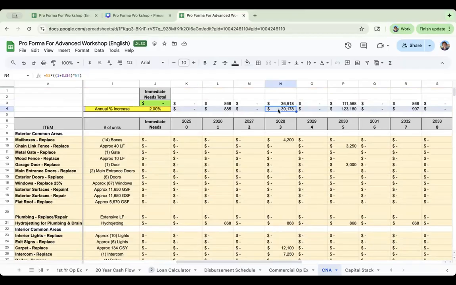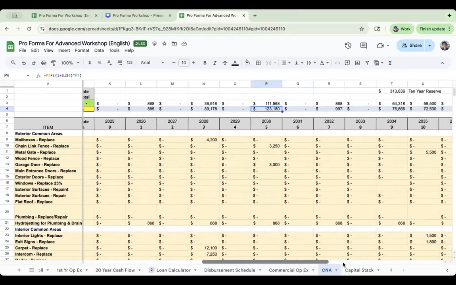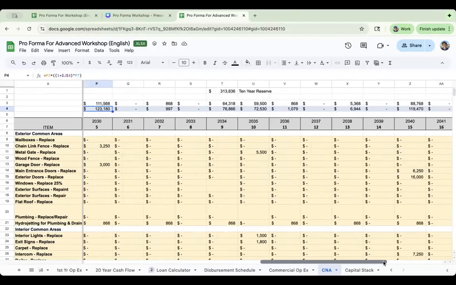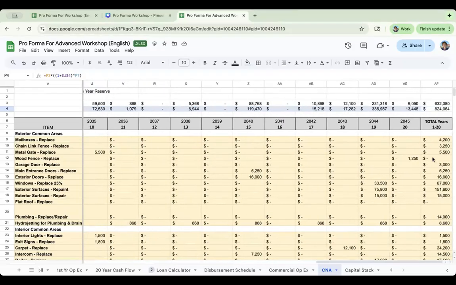Okay, so that's the number we actually use when it comes to what do we need to do in 2030? Oh, we need to do $123,000 worth of work. Let's make sure we have that much in our reserves to cover it. And then we can see at the end of this 20-year period, kind of low, honestly. This is really very low compared to the other building I was talking about, which had a $2 million need after 20 years.